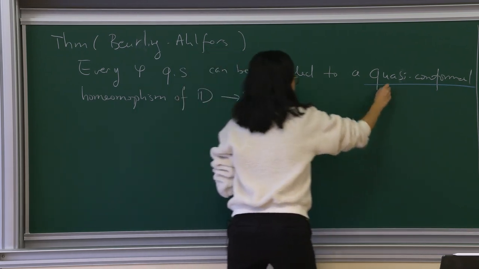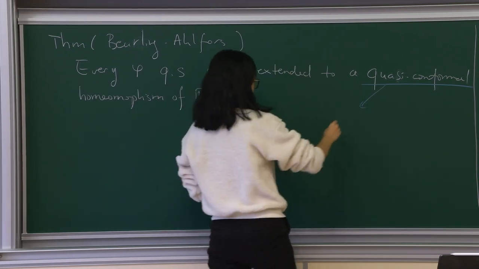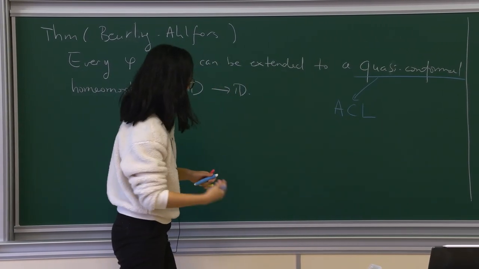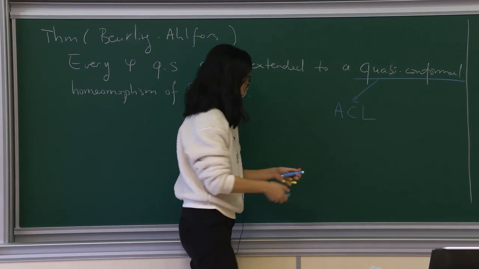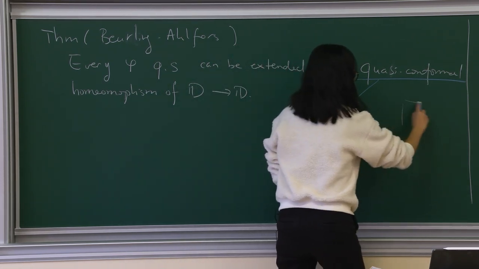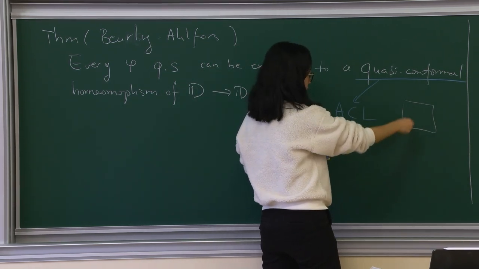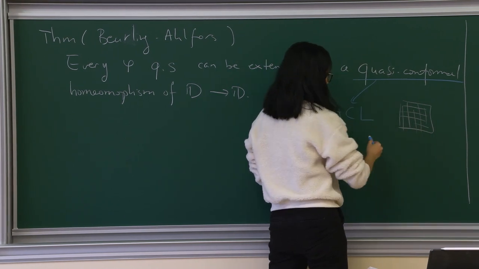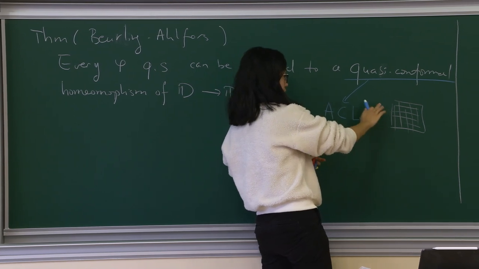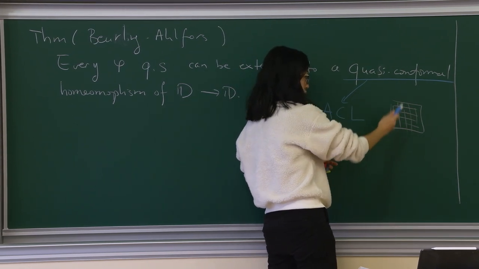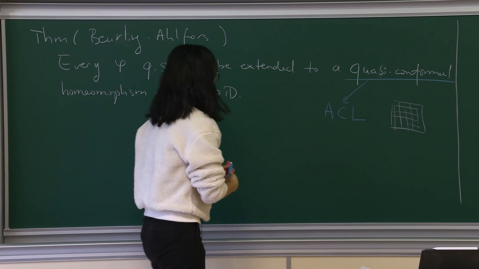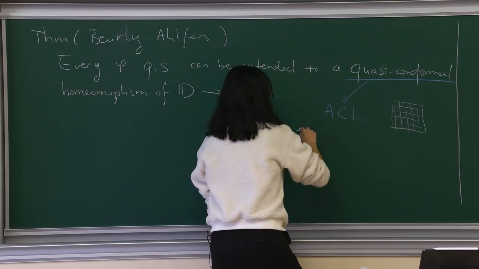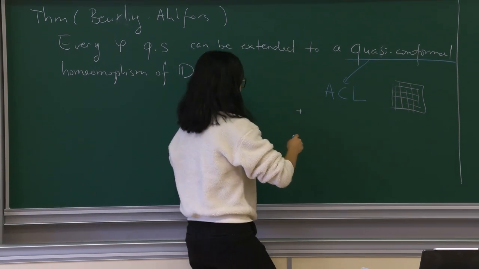this means some regularity assumption, this is called ACL condition, absolutely continuous on lines. So this is some technical condition. It basically means that for each rectangle and for almost every vertical line and almost every horizontal line, the map itself is absolutely continuous along these lines. And this condition will allow us to define the next property, which is more important.